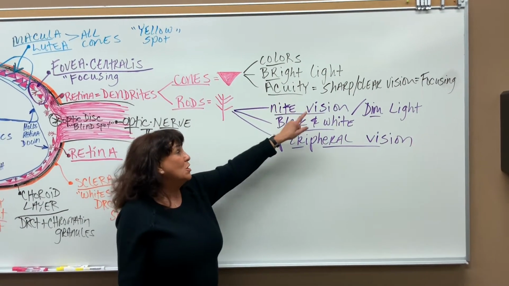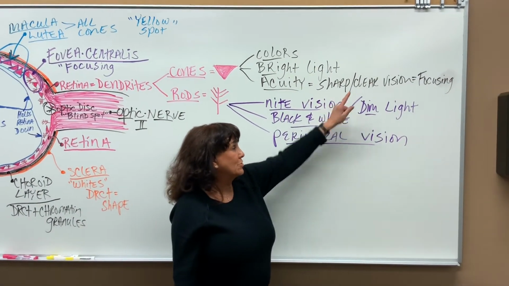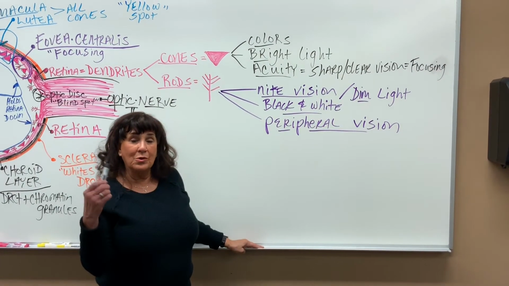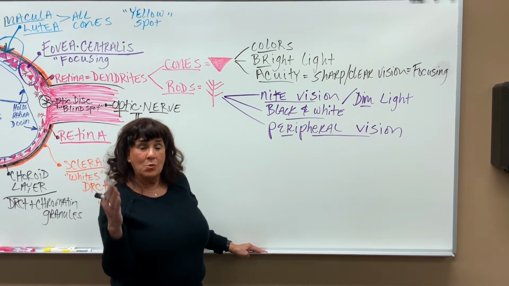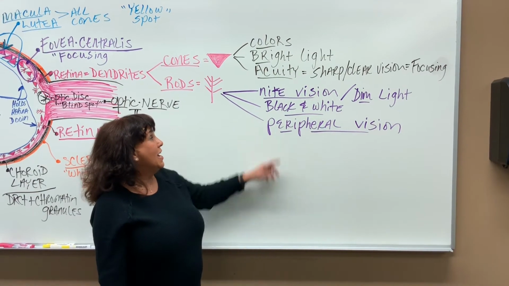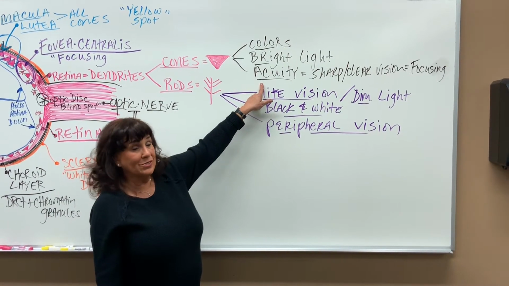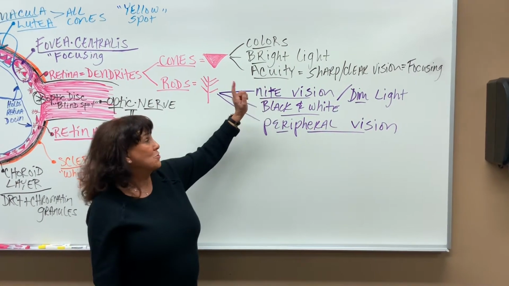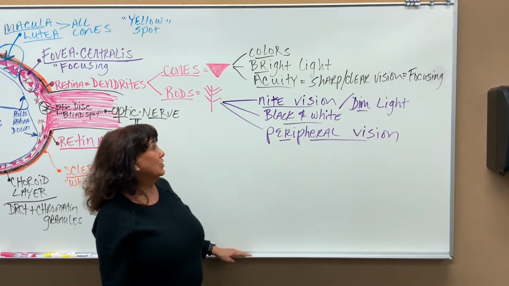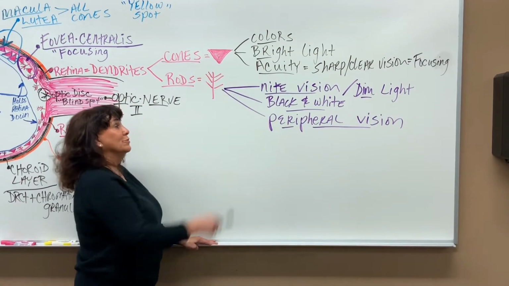Acuity means sharpness or clearness of your vision. So it's very focused, well focused, it's not fuzzy. And so that's what acuity means, your focusing ability, how sharp and how clear your vision is. So that's what the cones do, okay?